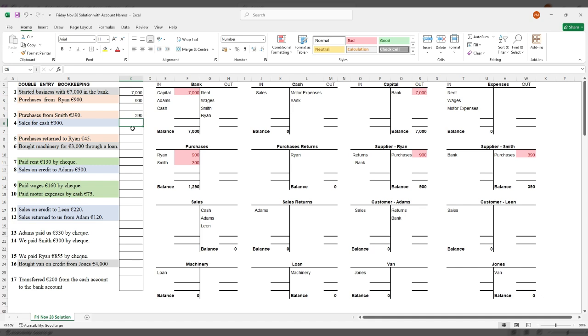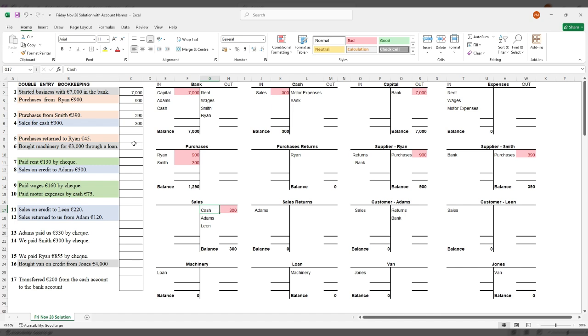Okay. Sales for cash, 300. Right. What are you going to expect? You expect to see 300 debit going into the cash account. Where did it come from? It's sales. The name of the account is there. You go to sales and we have 300 in sales. Did it go into the bank account? Did it go into cash? That's how you know. It's cash.